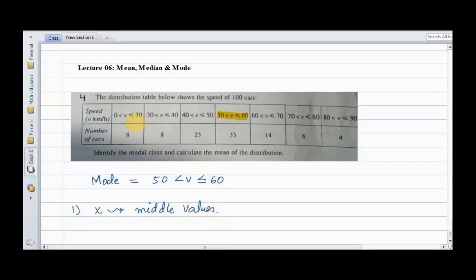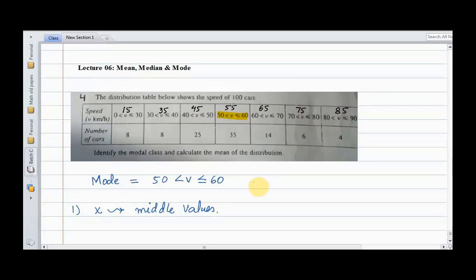So I'm going to find the middle values of speed, and I'm going to do it with the black pen so that you can easily see it. From 0 till 30, the middle value is 15. From 30 till 40, it's 35. From 40 till 50, it's 45. 50 till 60, 55. 60 to 70, 65. 70 to 80, 75. 80 to 90, 85. Right? Now, we need to multiply frequency with x.